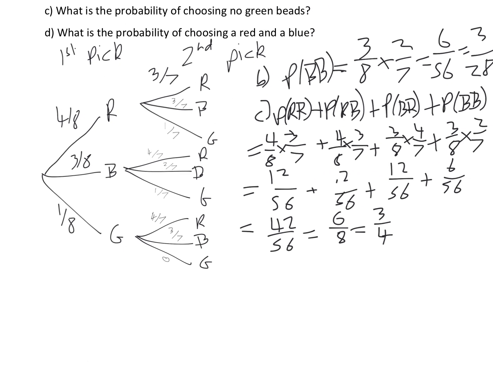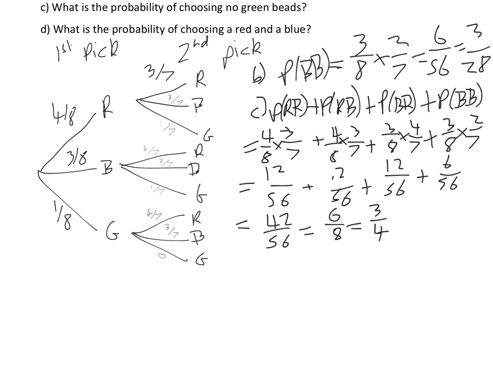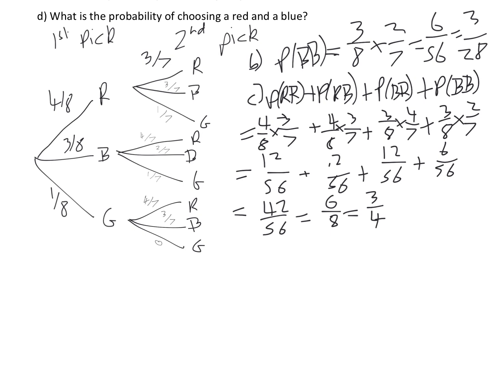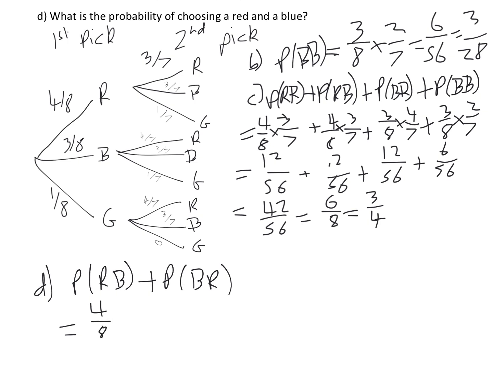Okay, part D, what is the probability of choosing a red and a blue? Doesn't give me an order, that's important there. Doesn't say red and then a blue. So that's the probability of red, blue. Or I could get a blue and a red, because it doesn't say it has to be red and then blue. So red, blue is 4 out of 8 times 3 out of 7. Blue, red is 3 out of 8 times 4 out of 7.